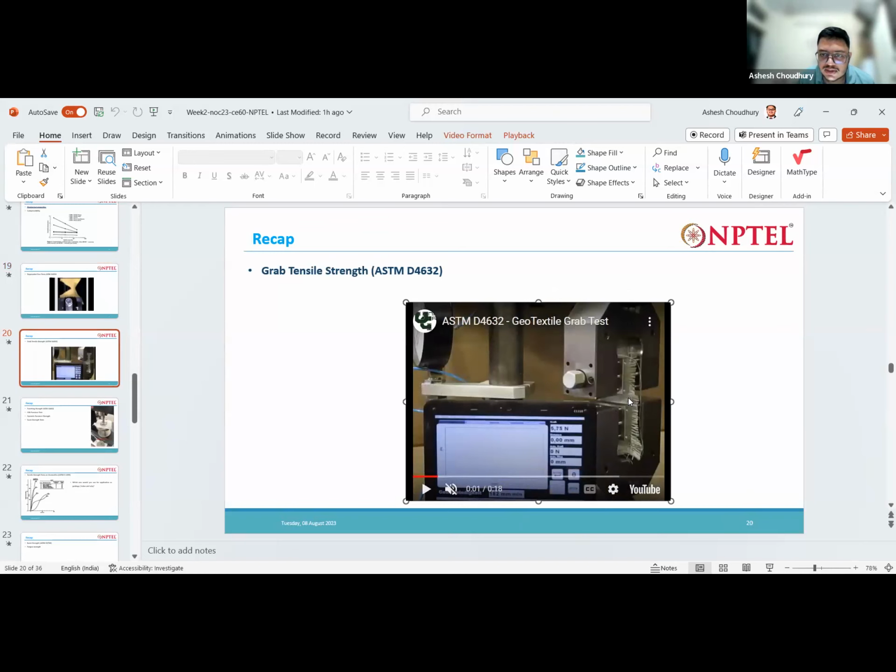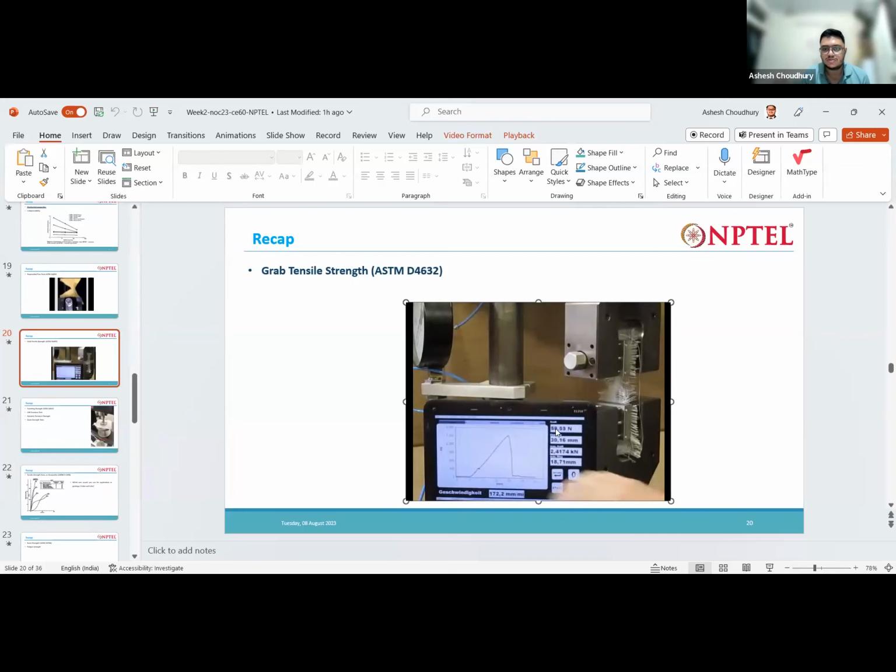So see, this is the geosynthetic material that is grabbed between the clamps, and we are pulling. Here in this monitor, you can see this graph that is developing, load versus strain. So you start to pull, and you can see the load is increasing to a maximum, and then it starts to reduce.